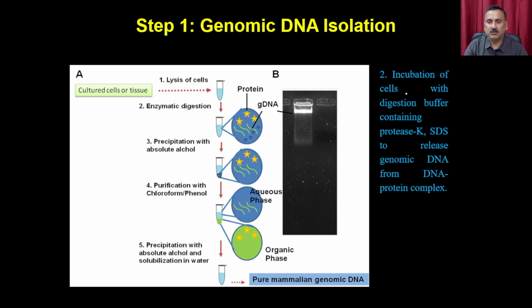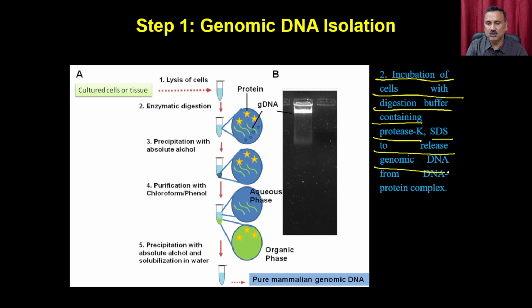Now, in step 2, you are going to incubate the cells with the digestion buffer containing proteinase K and SDS to release the genomic DNA from the DNA-protein complexes. Remember, when we were discussing the genetic material, we said that in the eukaryotic system, the genetic material is associated with protein in the form of nucleosomes, and these nucleosomes form higher order organizations, right, such as chromosomes and other structures.